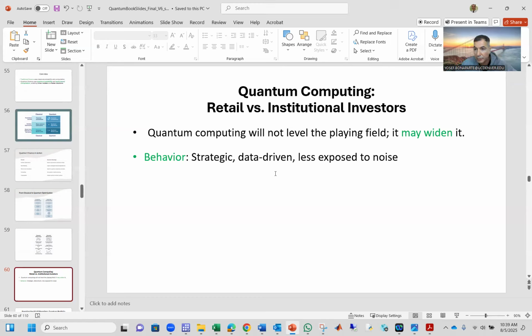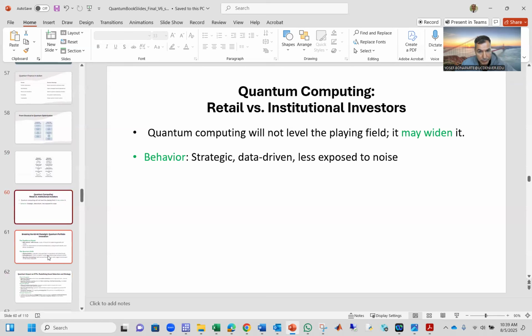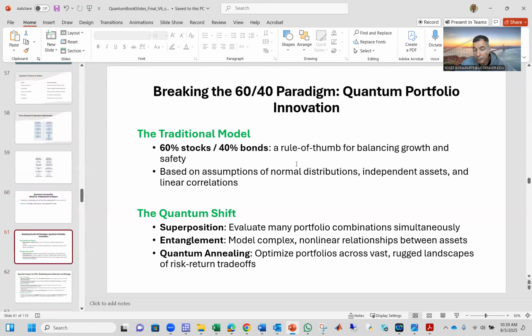So I want you to know some technology and have access to technology that you can have only with the institution. Quantum computing is going to break the 60-40 paradigm. What is that 60-40 paradigm?